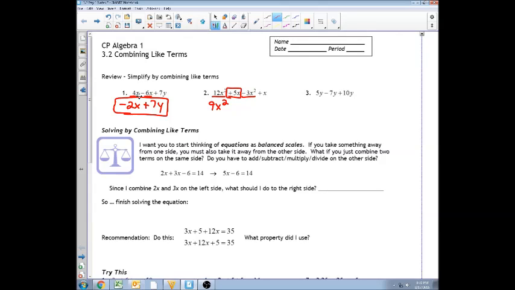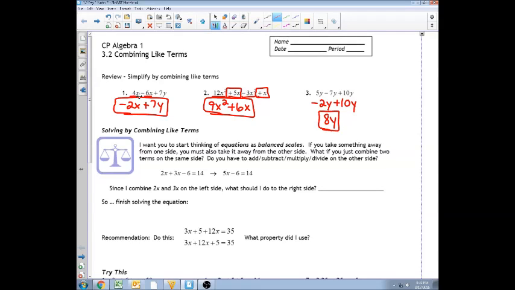Then I need to check out the next thing I run into, which is the positive 5x. Well, positive 5x plus x would equal positive 6x. Okay. Number 3, I have 5y minus 7y plus 10y. All three of those are like terms. So the first thing I want to do is take the 5y minus the 7y. That would get us negative 2y plus 10y now. Well, negative 2y plus 10y would get me positive 8y.